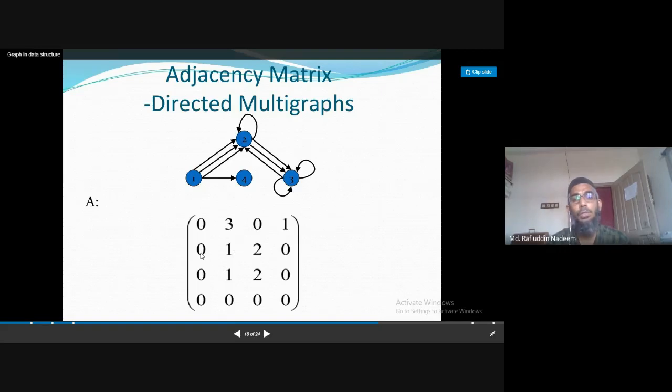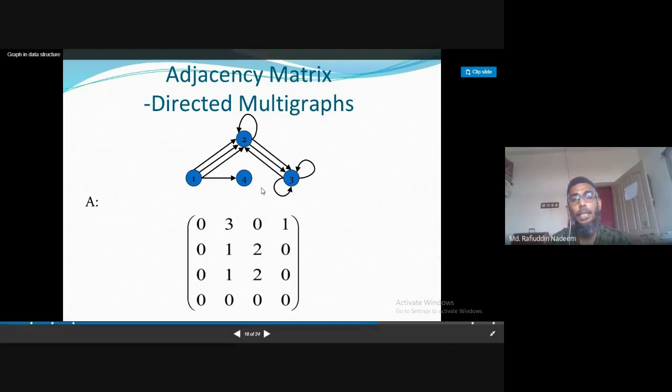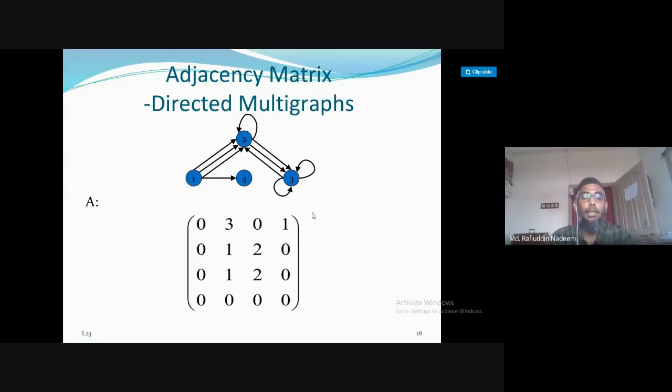Then you have 2 to 1, there is no edge, and 2 to 2, because there is a loop, that's the reason 1 is mentioned. From 2 to 3, you have two edges, that's why the mention is 2. From 2 to 4, there is nothing. From 3 to 0, the same, 3 to 1, no edge. 3 to 2, there is one single edge. 3 to 3, because we have two loops here, that's the reason 2 is mentioned. Likewise the remaining also. So you can construct an adjacency matrix like this, and you can represent it in the memory.